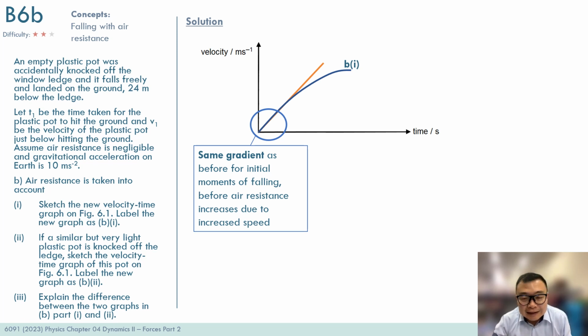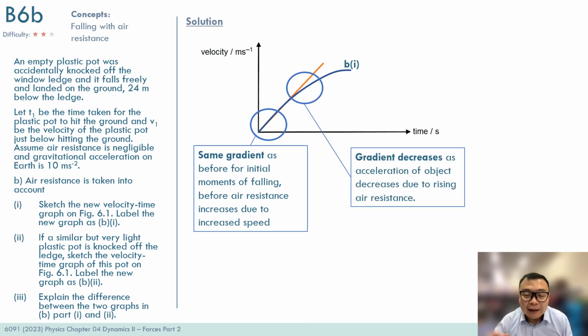That is when the speed of the object is not fast enough yet, and therefore the air resistance is very negligible. So we represent this on the graph by starting this graph with the same gradient on the velocity time graph, because the initial stages of acceleration is 10 meter per second square. Now, as the object keeps falling, it speeds up. As it speeds up, air resistance force will increase. So imagine a tug of war where there's a downwards weight pulling down on it and an upwards air resistance force pulling up on the object.